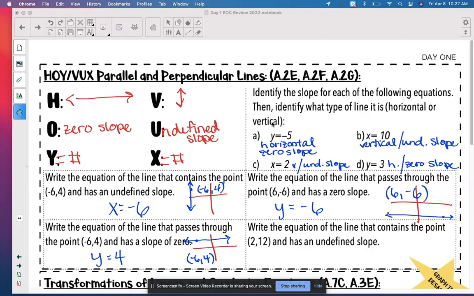Same thing with the next one, or similar situation. We have a point at 2, 12, so pretend that this is all the way up at 12. And it has an undefined slope. Vertical line at 2, 12. My x value is 2. And that is Hoy-Vux's parallel and perpendicular lines.